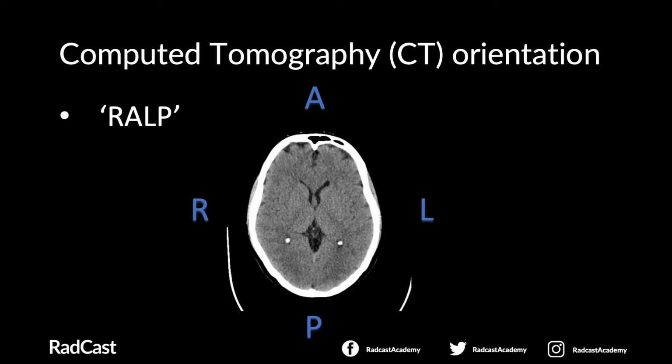Using our mnemonic RALP, we can start on the left side, labeling the image R, and rotate clockwise 90 degrees at a time, adding on A, L, and P each time we rotate. This is the sort of system I have in place currently, and I found it useful to help me visualize CT.